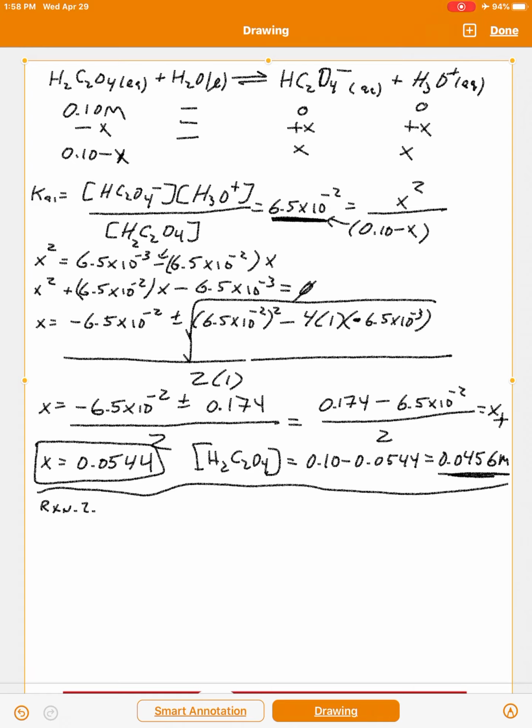Reaction 2. And so here's what you do. You take the product, the conjugate base, and since it's a weak acid, you run it through an ice table. Okay? And its initial concentration is X. We just figured that out. At the end of this reaction, X is the concentration of HC2O4 minus. So that becomes the initial here. So that would be 0.0544.